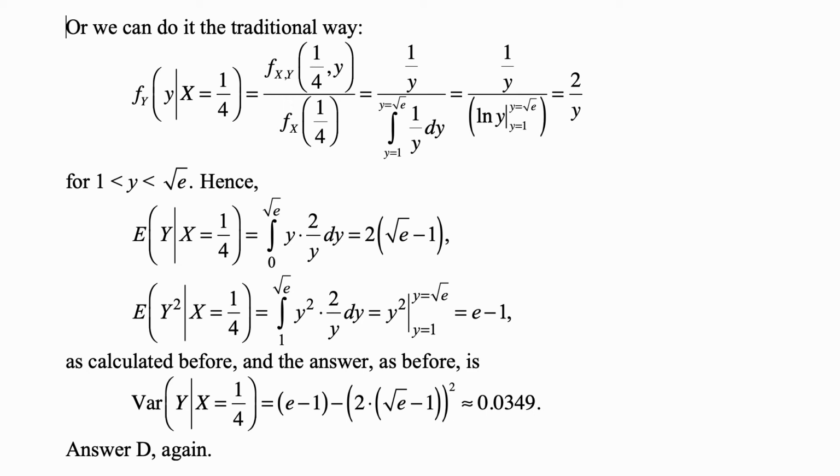And we have exactly the same answer as before, e minus 1 minus 2 times the square root of e minus 1 and the whole thing squared. That's approximately 0.0349. Answer D again. The purpose of this exercise is, of course, to get you to do it the first way, because it's one calculation and very direct and very straightforward.